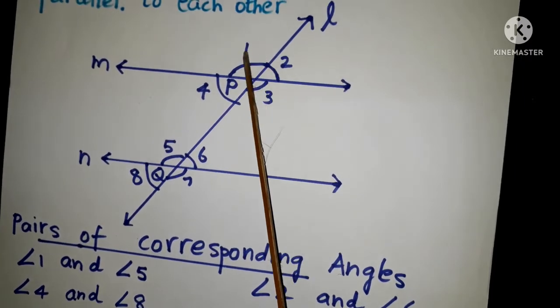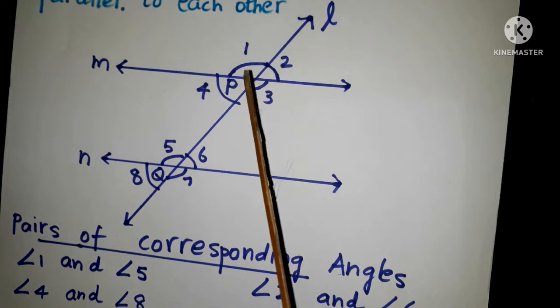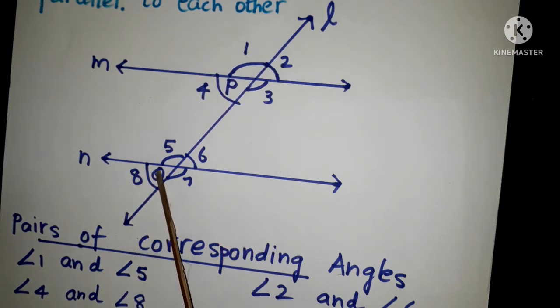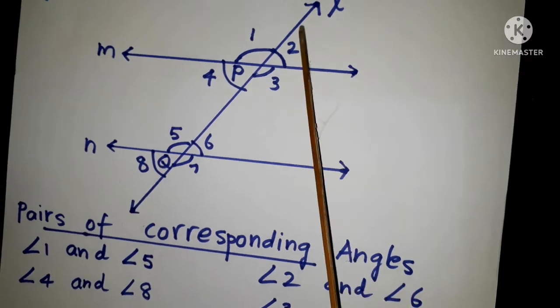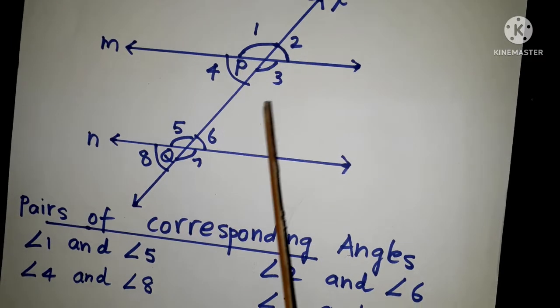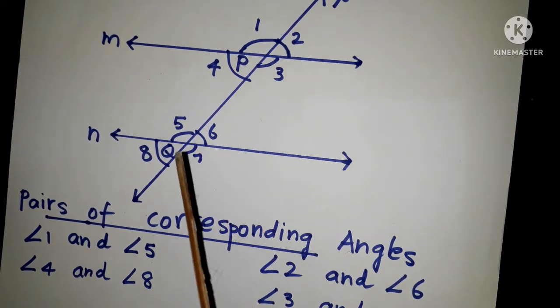First pair is angle 1 and angle 5. Next is angle 4 and angle 8. Next is angle 2 and angle 6. And the last pair is angle 3 and angle 7. These are all the pairs of corresponding angles formed.